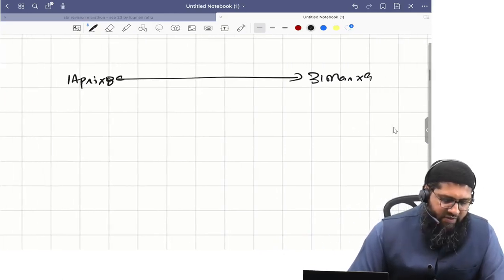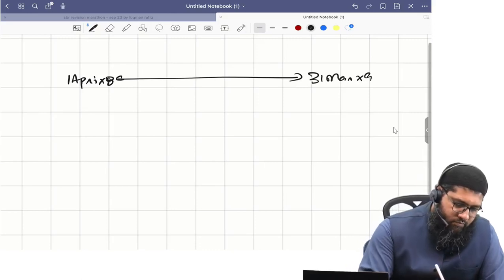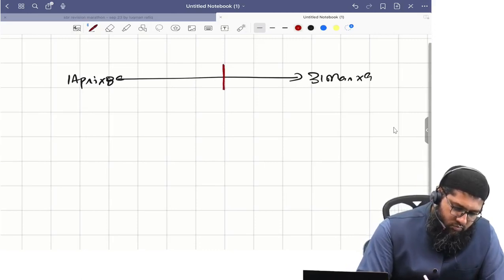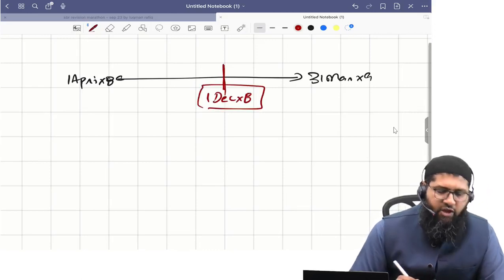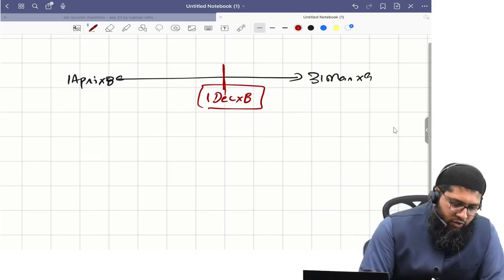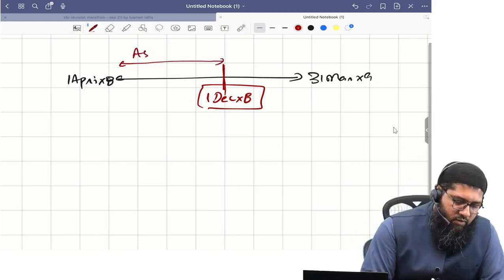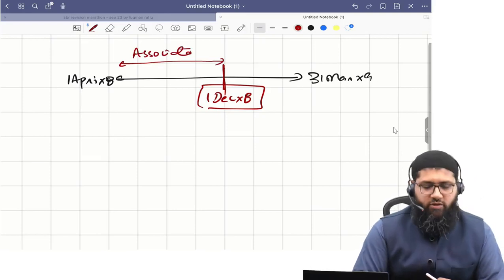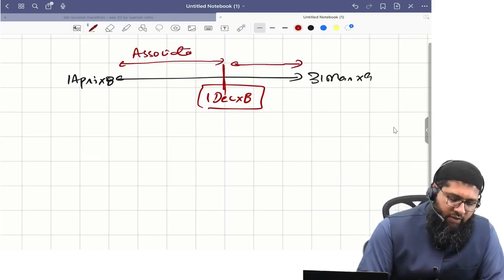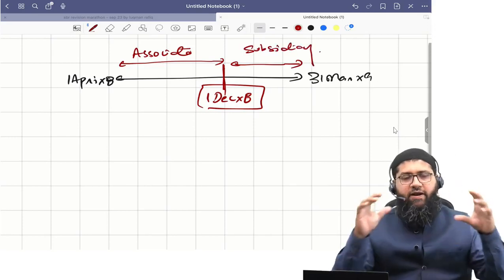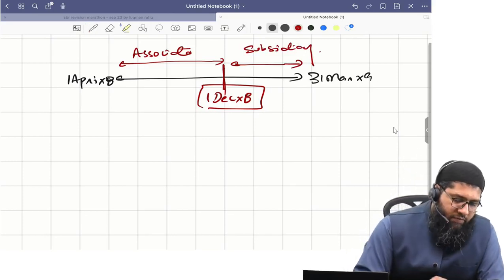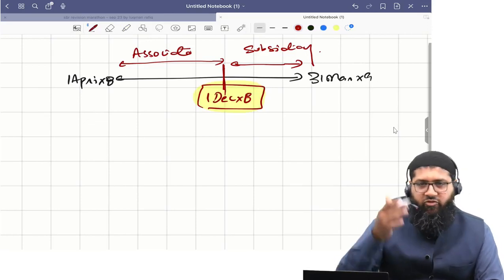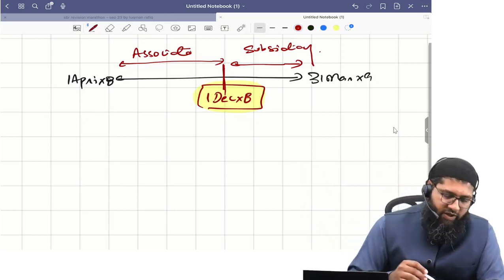Now what actually happens is that 1st December X8 is the date when you acquired the additional shareholding. So for this period, it was an associate. For this period, it was a subsidiary. There is a period for which it's an associate and a period for which it's a subsidiary. This date of 1st December X8 is the date when the additional acquisition took place.